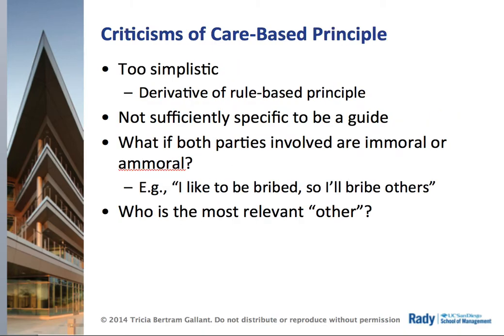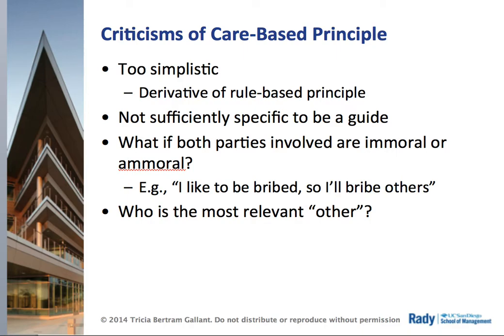There are criticisms of the care-based principle. Some say it's too simplistic because it's a derivative of the rule-based principle. If you think about it, the rule-based principle says you only do actions that you're willing to become universal law or the universal norm. And so some would say, well, in that case, the care-based principle is derivative of that, because I would only want to do things that I would want to have others do unto me. But there is something more to the care-based principle than that. It is really about putting others' interests and thinking about the care of others first.